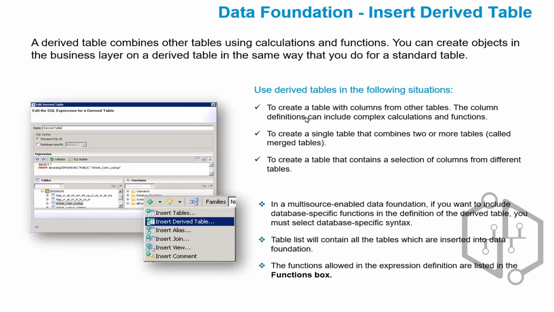We use derived tables in the following situations: to create a table with columns from other tables. If we want columns from other tables, we can create a derived table and pull them using these formulas. To create a single table that combines two or more tables. If we want to combine two or more tables into a single table, that is called a merged table. In that situation also, we can create an insert derived table and insert it. To create a table that contains a selection of columns from different tables.